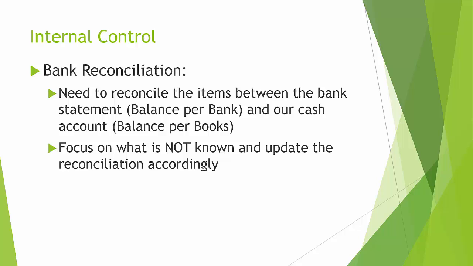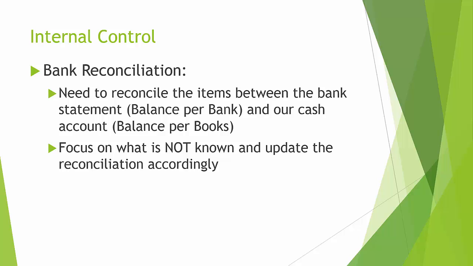Let's say that we wrote some checks and mailed them out on the last day of the month. Well, in all probability, if we mailed them out, they are not going to be reflected on the bank statement that ends that month because they would not have cleared the bank. So the bank would be unaware of any checks that we wrote that are outstanding until they do clear. So that's just one example of something that wouldn't be known. So those are the types of things that we're going to have to look at.